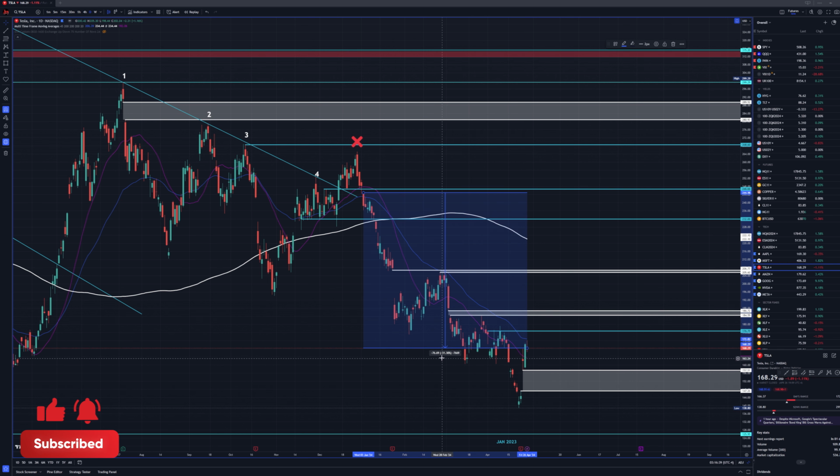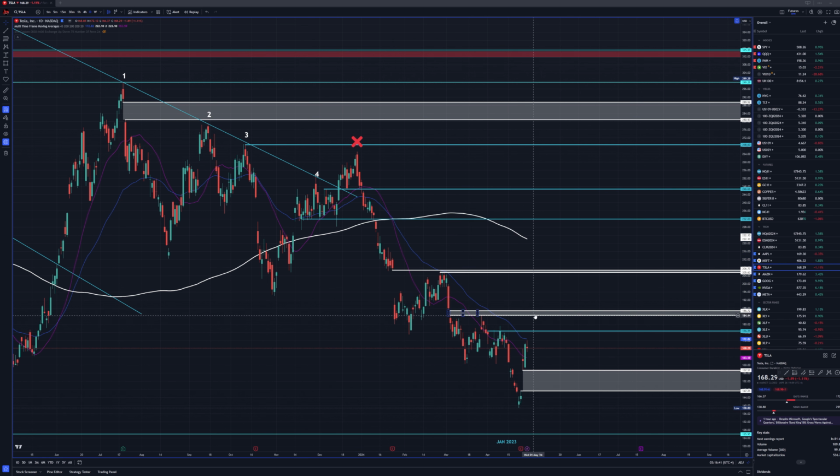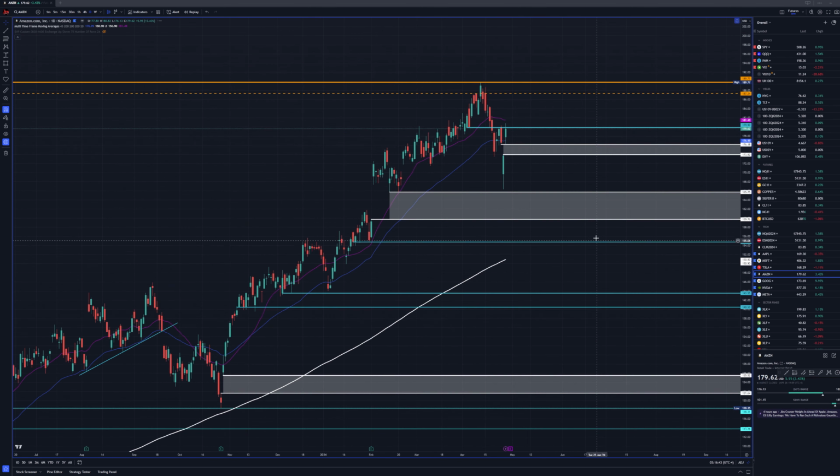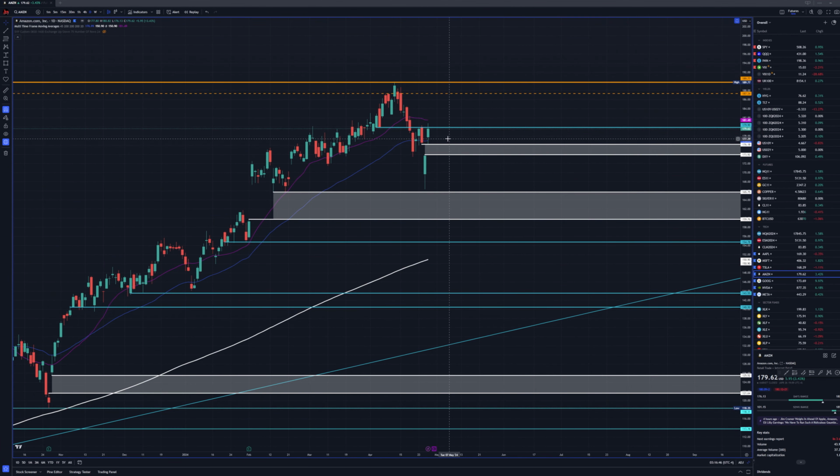We are right now 31% down on Tesla. Not looking good. Amazon, big gap, big bounce. Even though consumer sentiment is not looking good, Amazon is in the middle of the two big daily moving averages. I think this level of 180 is pretty important.